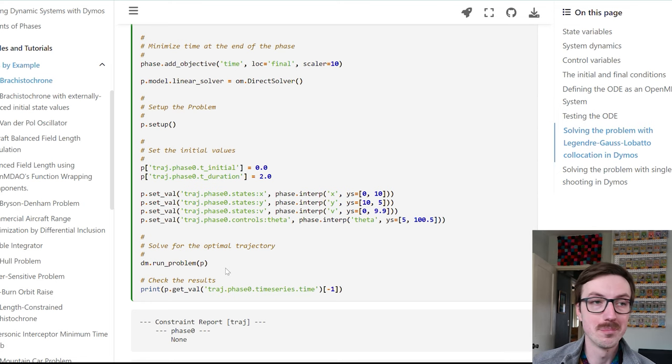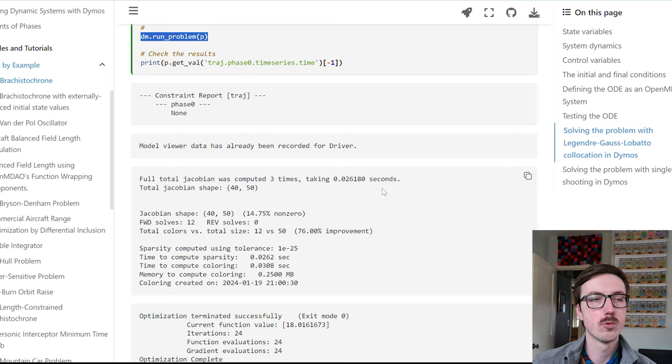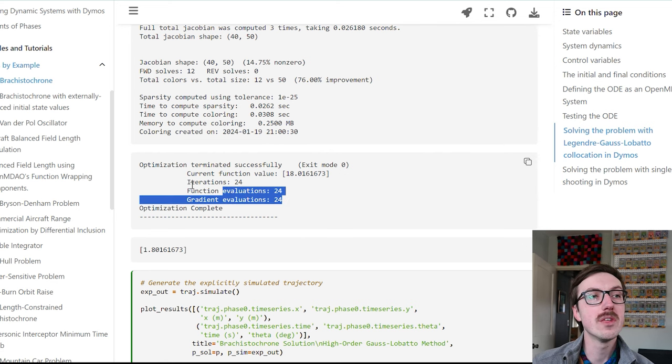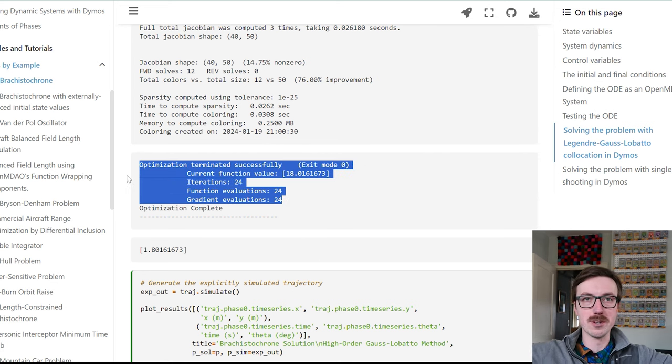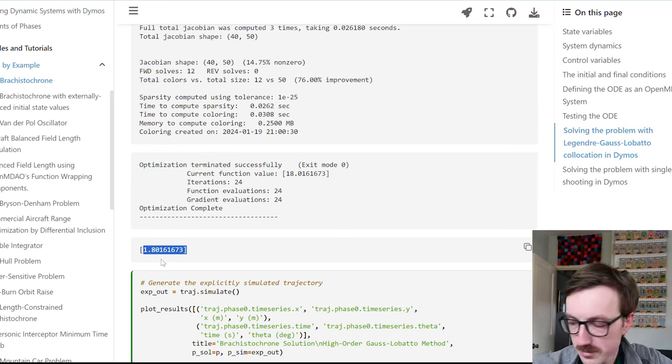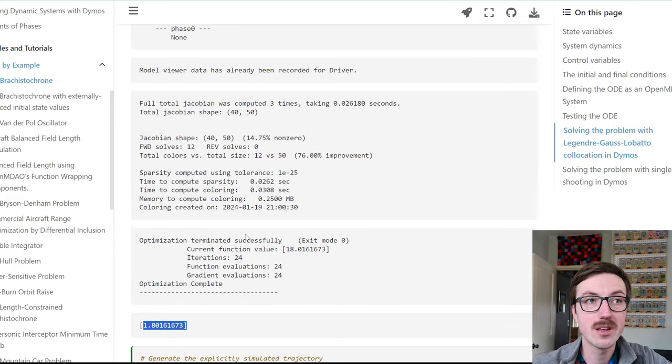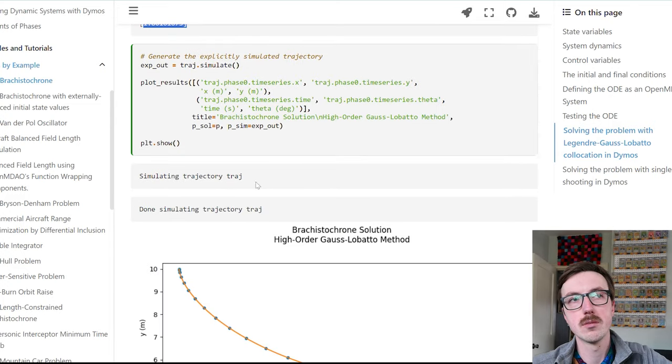Now, we actually run the problem. Isn't that fun? So you call dymos.run_problem, and it solves for the optimal trajectory. The output here is shown below. We have some information about how OpenMDAO is setting up the derivatives and solving for them. That's not the most important part. We then see the optimization terminated successfully. Isn't that beautiful? Come on, 24 iterations, it's all done. Found a good time. The optimal trajectory takes 1.8 seconds. That's not too bad. Let's plot that. Let's take a look at what's going on.